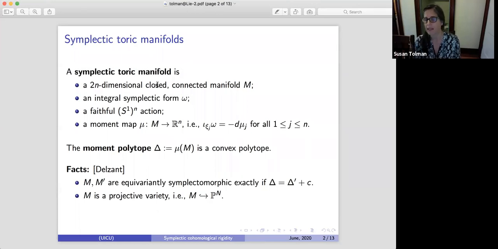And the two facts due to Delzant. The first is that two symplectic toric manifolds are equivariantly symplectomorphic exactly if their moment polytopes differ by a translation. And a consequence of this is that all symplectic toric manifolds are projective varieties. By this, I mean you can give it a structure as an algebraic variety and you can embed it inside projective space so that its symplectic form is just the restriction of the Fubini-Study form. And I will be doing that a fair amount.